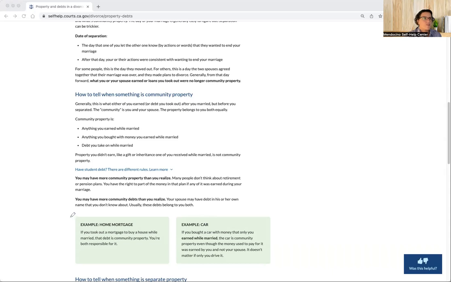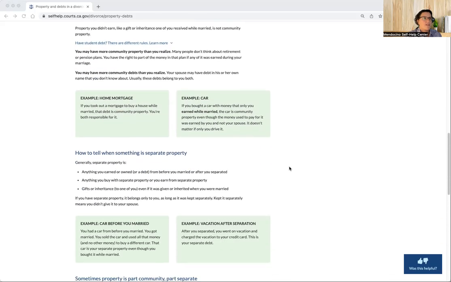The same is true for debts. Here's an example of a mortgage. If you take a mortgage to buy a house while you're married, that debt is community property. Let's go back to the car we talked about. If you took a loan to pay for that car, even if the loan is only in your name, even if you're the only one making payments on the loan, that debt from the car belongs to both of you equally.